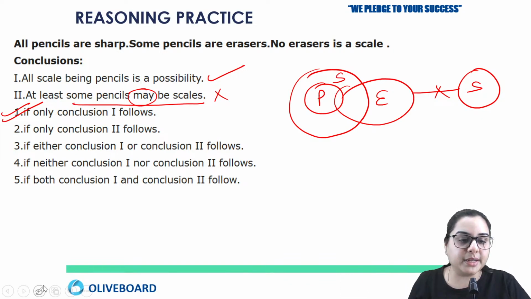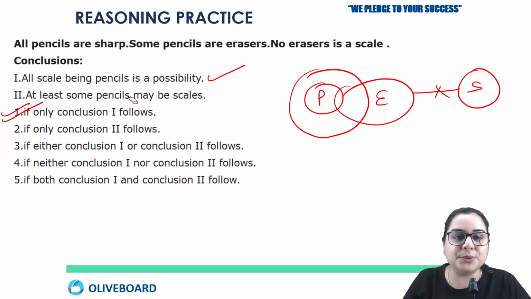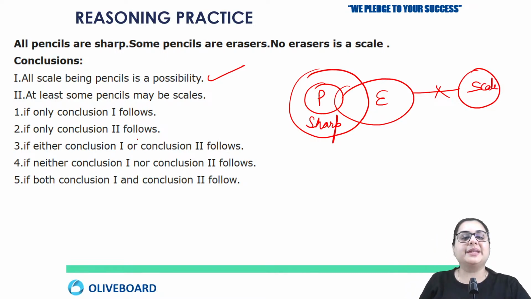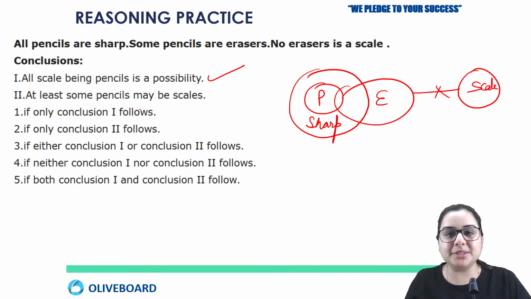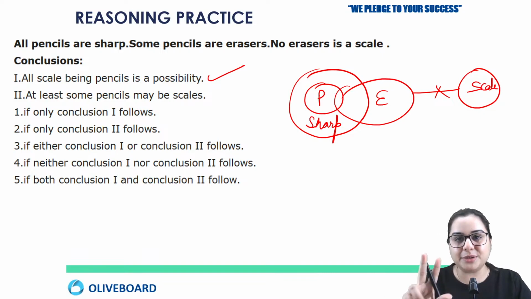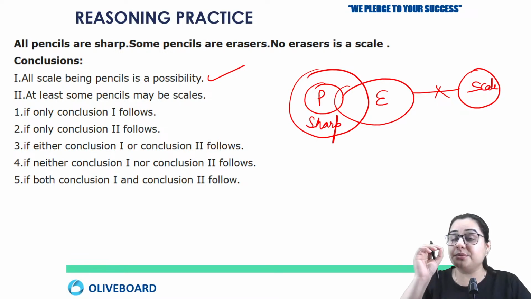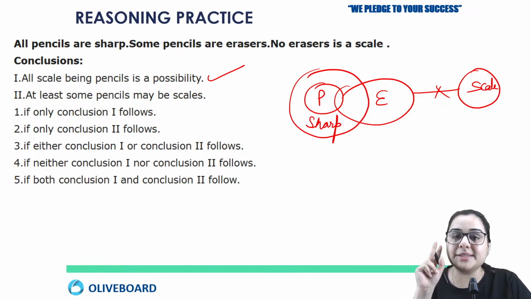Okay, wait students, I just saw, now here I made the mistake myself that there are two S. So let me mark. Okay, it was all pencil are sharp, right? And then some pencil are eraser and then no eraser is a scale. Yes, Ujjwal, right. I was feeling that there was something going wrong. So I just saw that there are two words. Now this is the same mistake that I was repeating again and again. Now they always do this. They always give 2 or 3 parameters with the same initial.